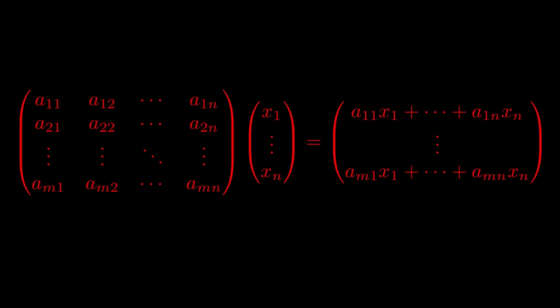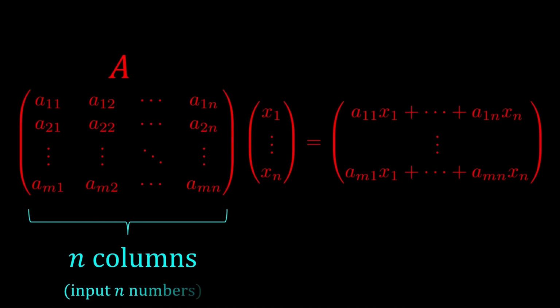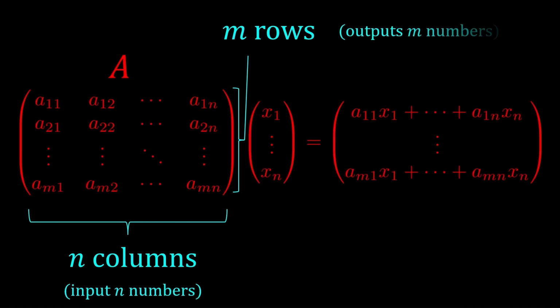Okay, so maybe we call this grid of numbers A for array. Or maybe it's just because A is the first letter of the alphabet. Then if it has n columns, notice that that means it has n input numbers. And if it has m rows, then it has m output numbers. So just take a moment to think why that's the case.